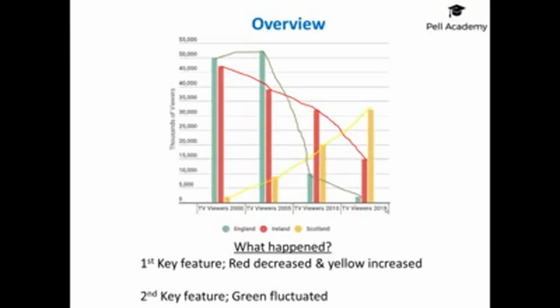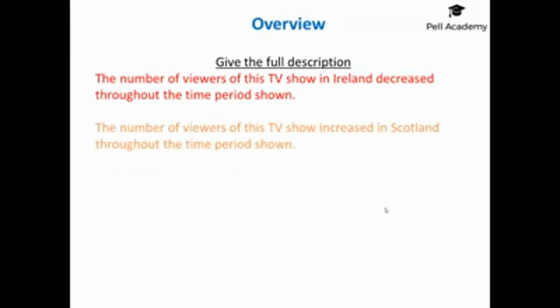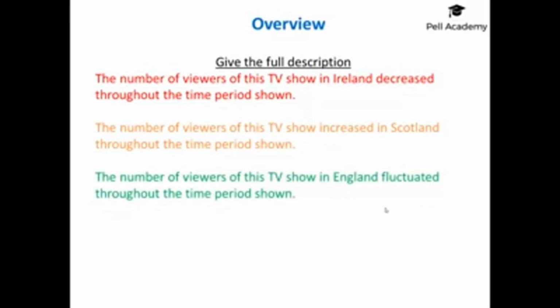Then you're going to want to give full descriptions. So if I went and wrote down red decreased, yellow increased, and green fluctuated, I'm pretty much looking at a very, very low score. So that's just to give me an idea. So for the red, I would say the number of viewers of this TV show in Ireland decreased throughout the time period shown. For the yellow, I turned this orange. I know that's not yellow, but when I actually use yellow with the white background, you can barely see it. So we're going to pretend that orange is yellow for the next few slides here. The number of viewers of this TV show increased in Scotland throughout the time period shown, and the green one was the number of viewers of this TV show in England fluctuated throughout the time period shown. So that's essentially, if we were to describe them individually, what we would say.